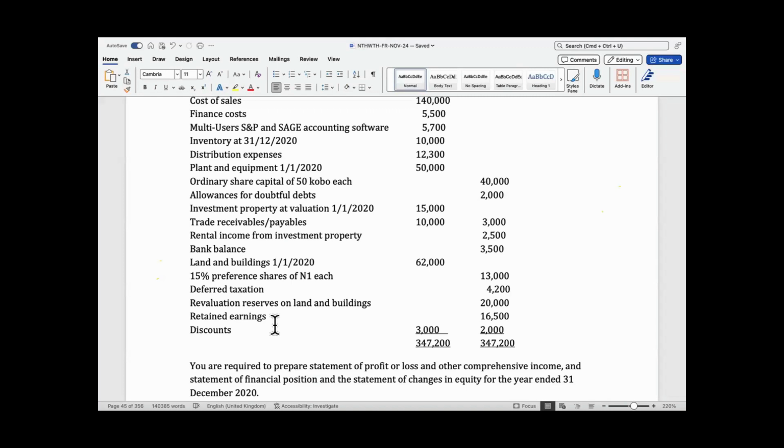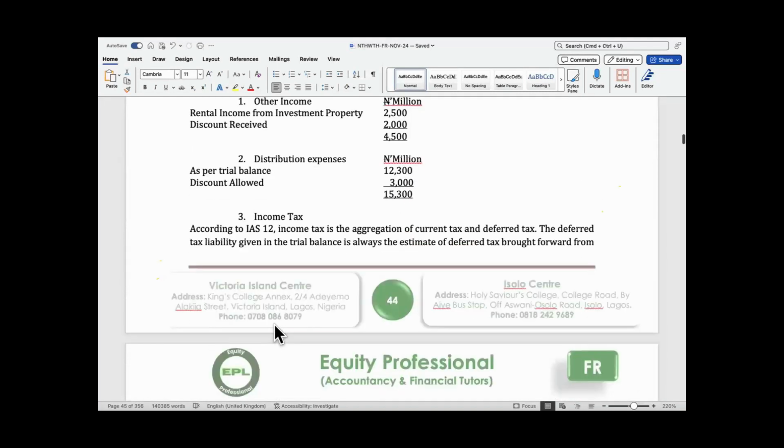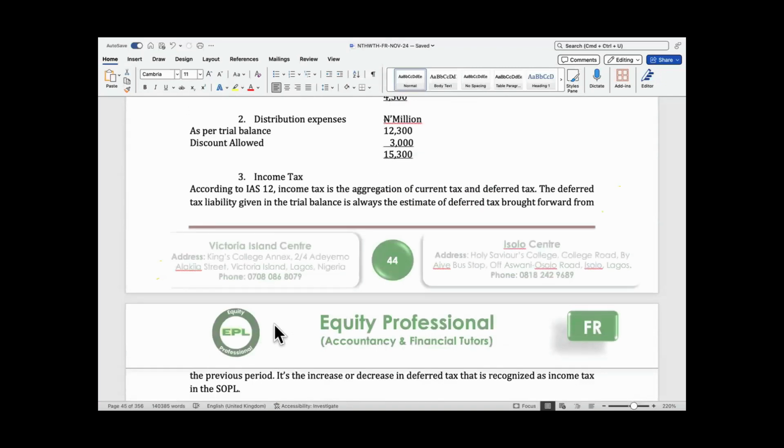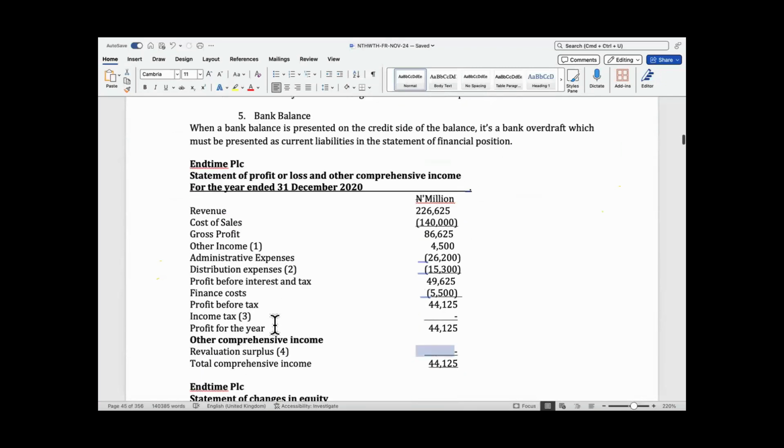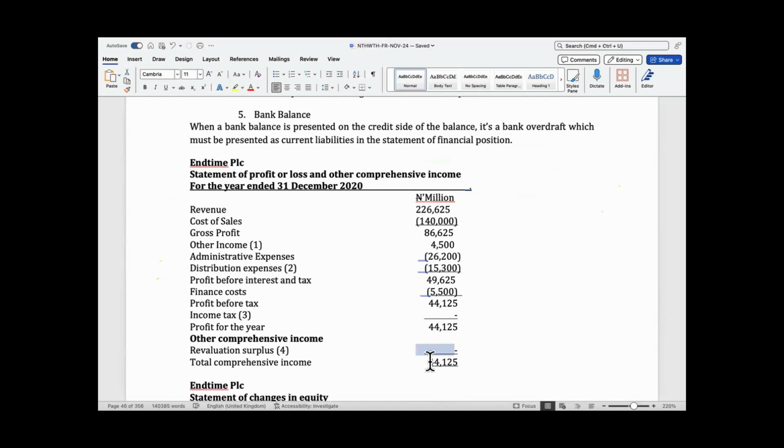And that will be given to you in the additional information. The one you see in the trial balance is a reserve. It will not go to OCI. It's not for the current year. Should I go over it again? Thank you, sir. Okay. So I get my total comprehensive income.